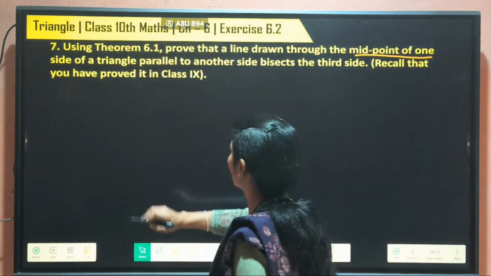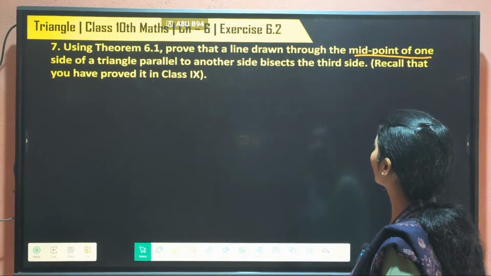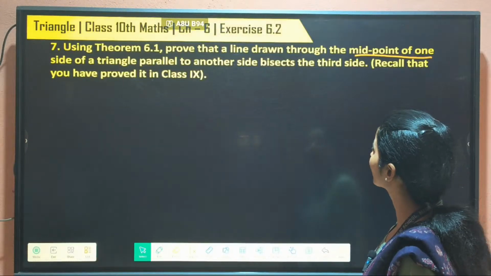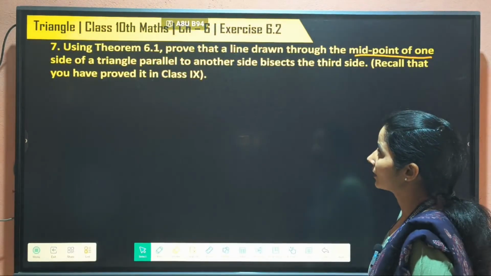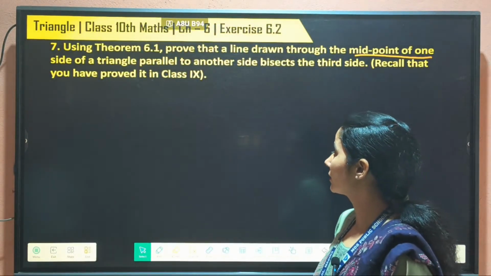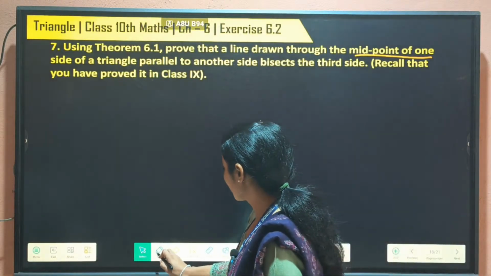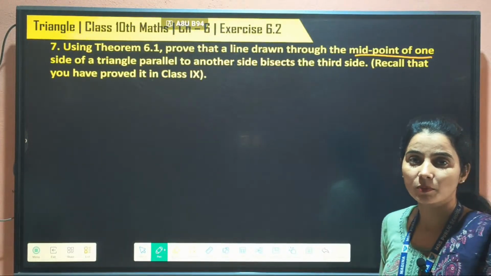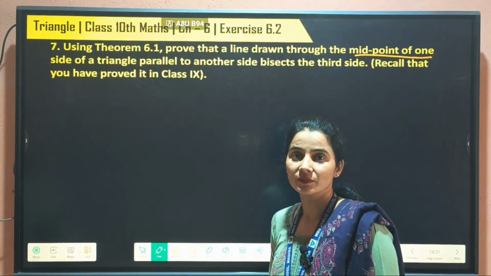Using theorem 6.1, prove that a line drawn through the midpoint of one side of a triangle parallel to another side bisects the third side. Recall that you have studied this in class 9th. Let us see this question. What is theorem 6.1? Theorem 6.1 is the basic proportionality theorem, the BPT theorem.